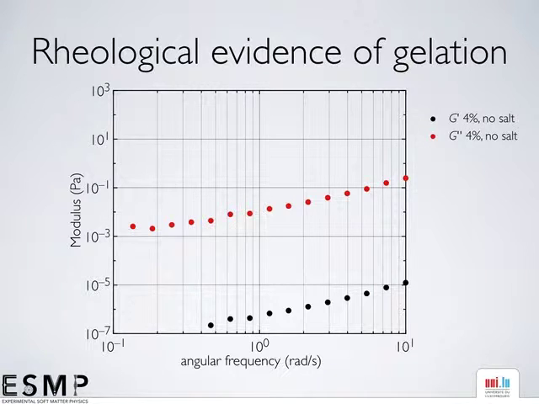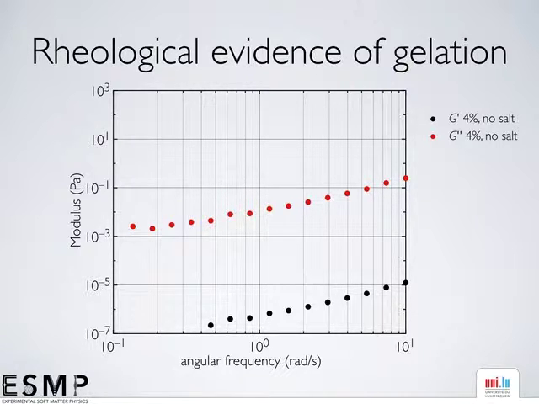And here is the modulus. This is the storage modulus. This is the loss modulus as a function of shear rate of the sample holder. And if you look at 4% no salt, this is actually isotropic.